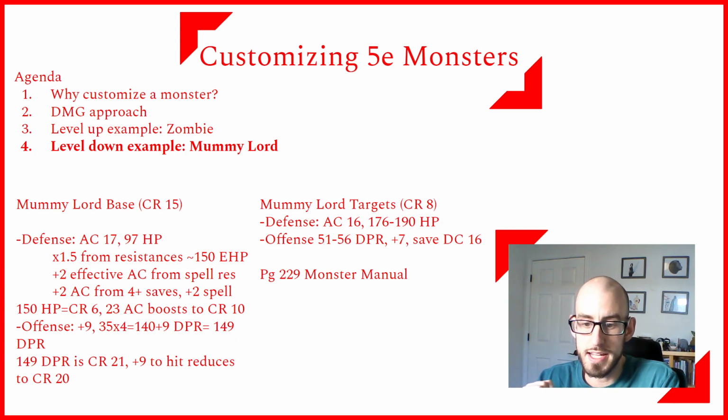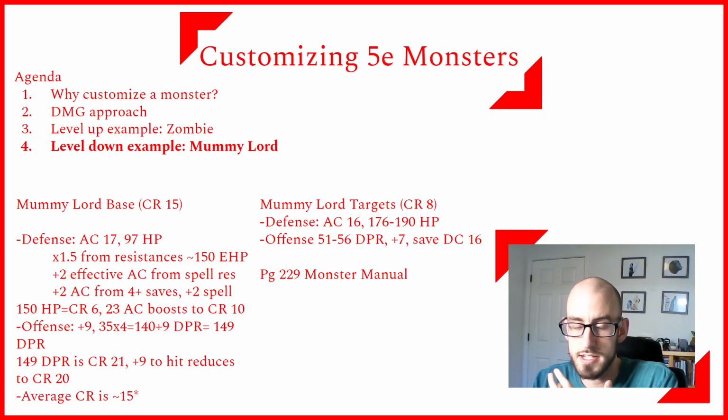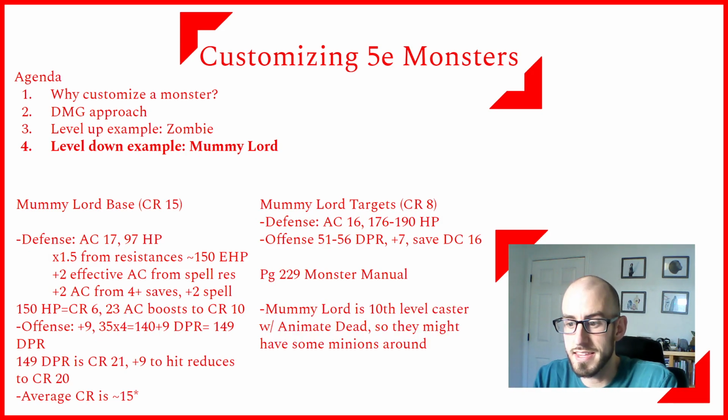Now, with their +9 to hit, this drops it to CR20. So the average of those is CR15, which is what the monster is supposed to be. So as you can tell, they're basically high offense, low defense in terms of the way that the Mummy Lord is designed at its base. Now, they're also a 10th level caster with the Animate Dead spell, so they might have some minions around, which are probably going to be CR 1/4 skeletons and zombies, which at the level you fight a CR 15 Mummy Lord might not be that much of a threat.